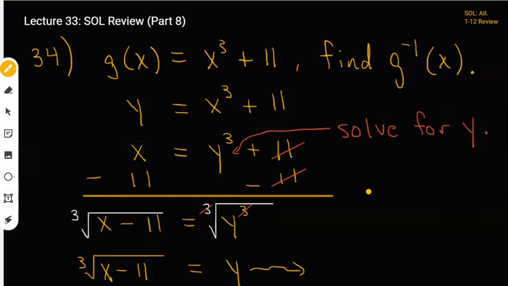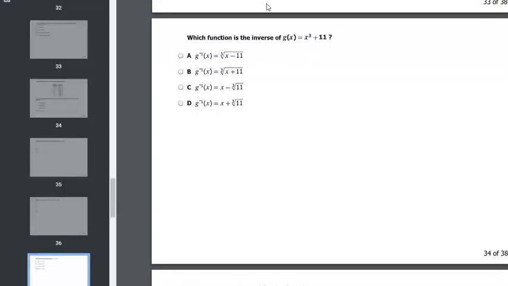Okay, so you can probably get the answer choice from there. The last thing that I'm going to do is change y into my inverse notation, g negative 1 of x, like that. But everything else stays the same. So the cube root of x minus 11, that's basically your answer. There's nothing else I can do to it. So it's going to be A.